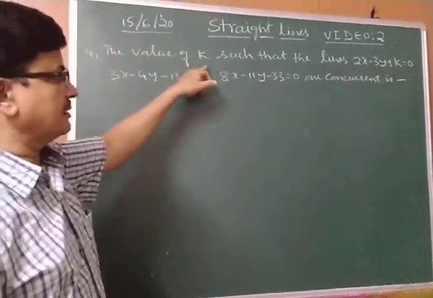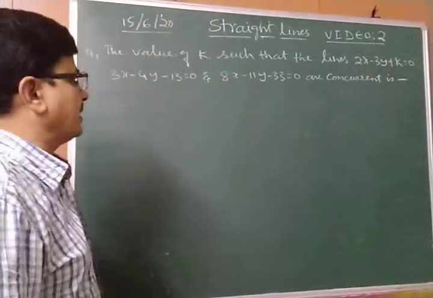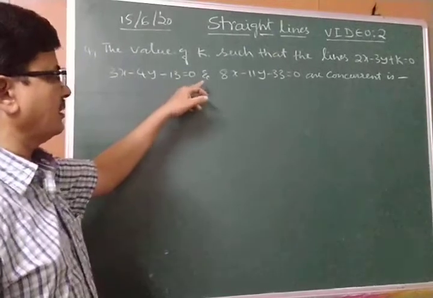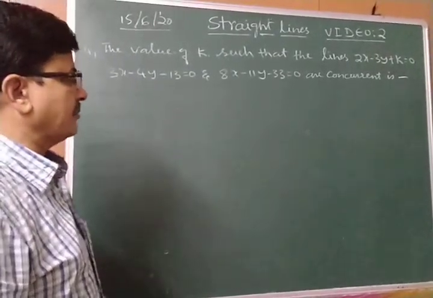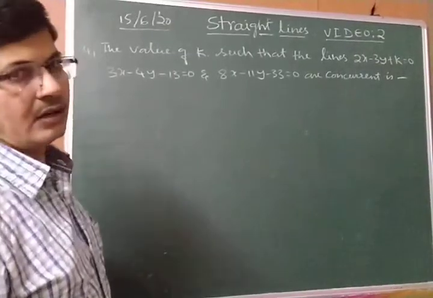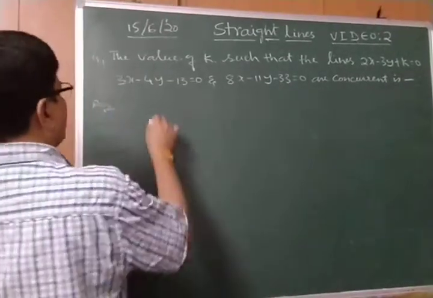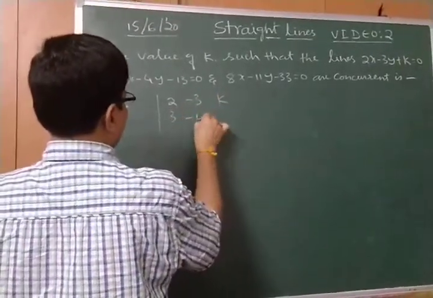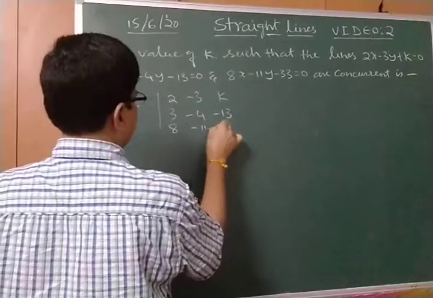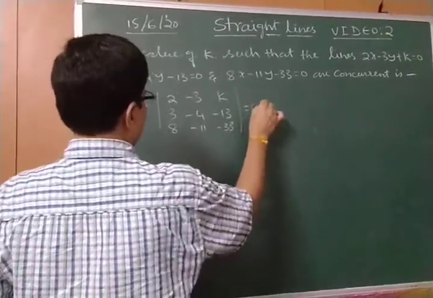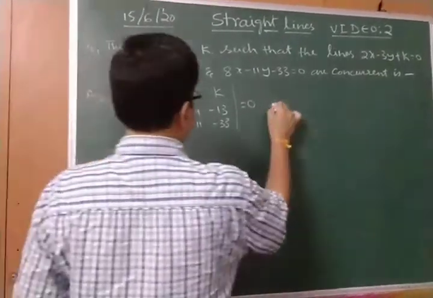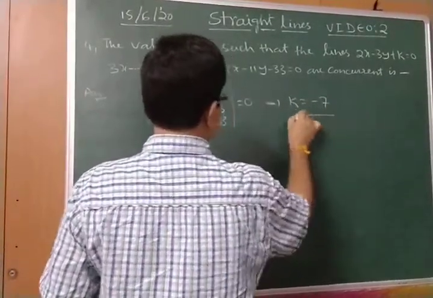The value of k such that the lines 2x minus 3y plus k is equal to 0, 3x minus 4y minus 13 is equal to 0, and 8x minus 11y minus 33 is equal to 0 are concurrent. That means the determinant is 0. So we apply the determinant form: 2, minus 3, k; 3, minus 4, minus 13; 8, minus 11, minus 33 is equal to 0. Then we say that the given lines are concurrent. Expanding this, we get k is equal to minus 7. Minus 7 is the answer.